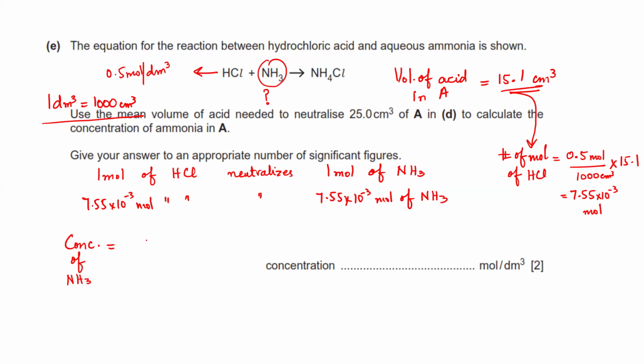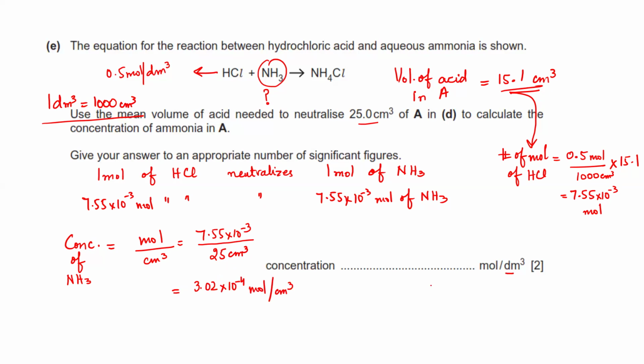The concentration is in terms of mole per centimeter cube first. So we have 7.55 into 10 to power minus 3 divided by 25. What is the volume of ammonia that has been neutralized? 25 centimeter cube. So this comes out to be 3.02 into 10 to power minus 4 mole per centimeter cube.